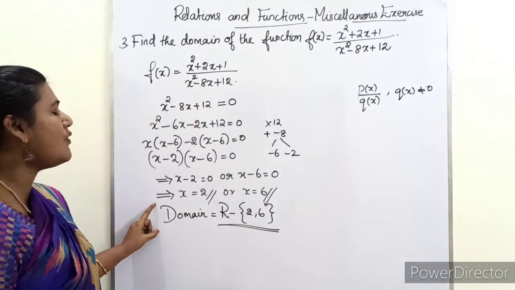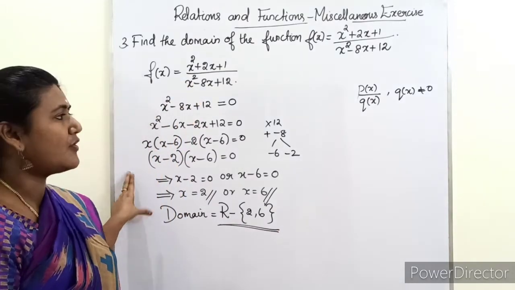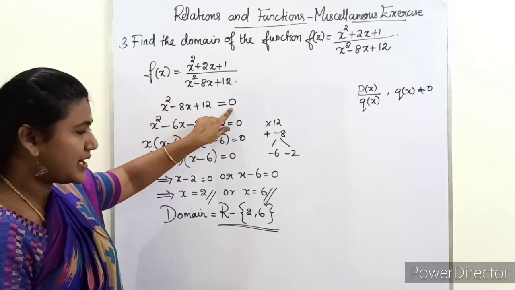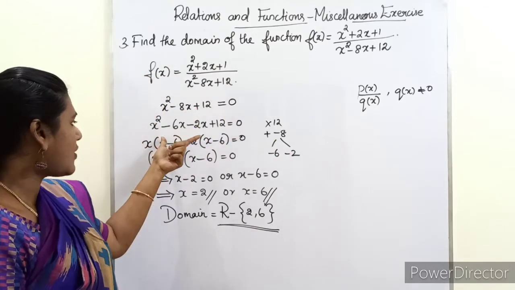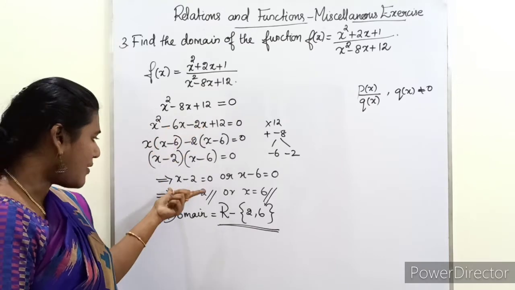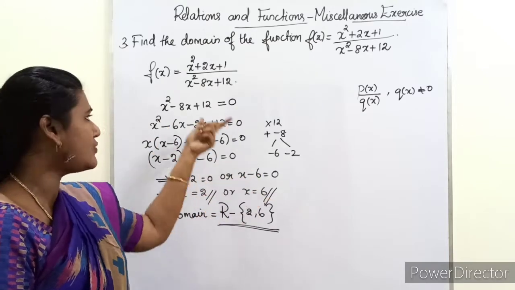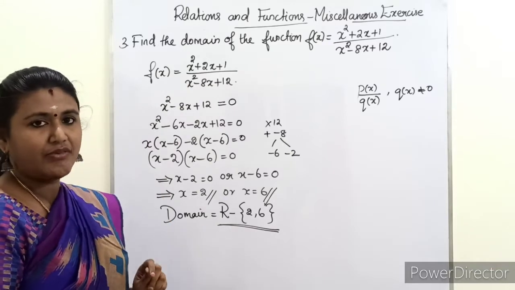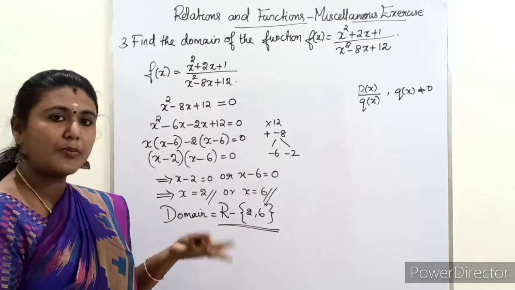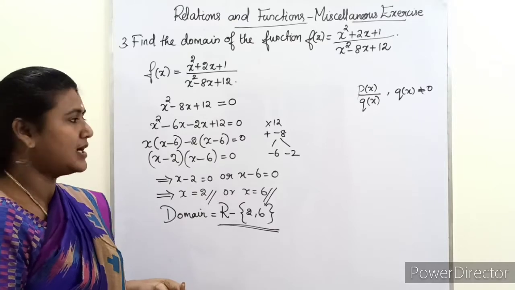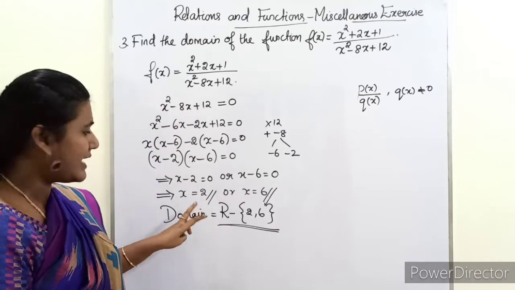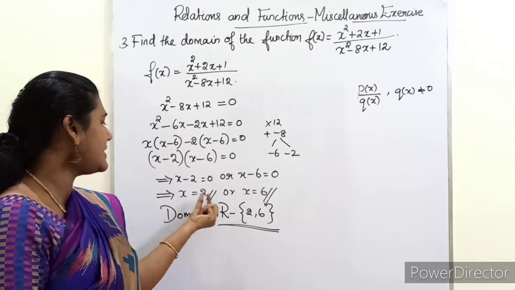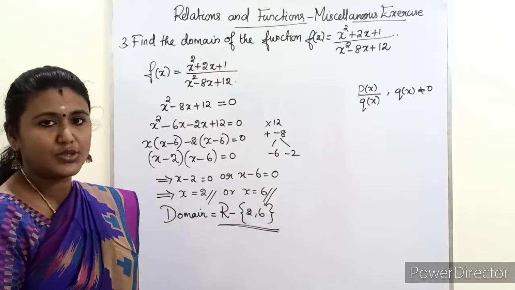So this is how we have to find the domain of a rational function. You have to equate the denominator to 0. You will get a quadratic polynomial and you have to factorize it. You will get two values. If the denominator is linear, you will get one value for x. If it is a cubic polynomial, you will get 3 values for x. According to the polynomial, you will get the values for x, and then the domain will be R minus these values, that is, R minus the set {2, 6}.